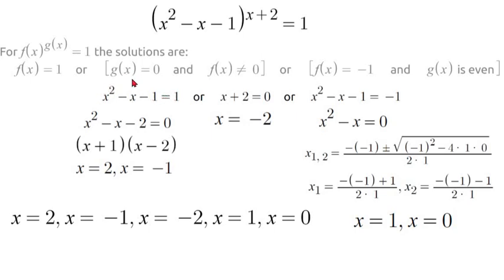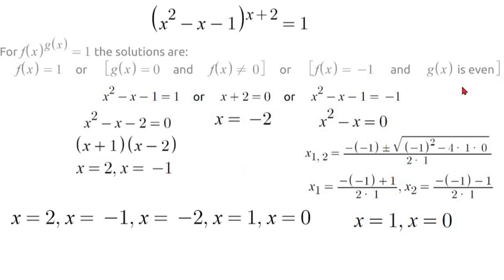So for g of x is equal to 0 and f of x cannot equal 0, when g of x is equal to 0, x is equal to negative 2. And so when we plug negative 2 into f of x, that would be 4 plus 2 minus 1. It does not equal 0, right? So that's good to go.